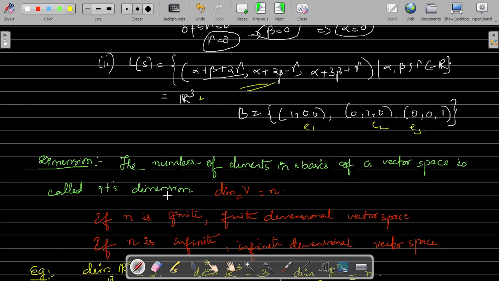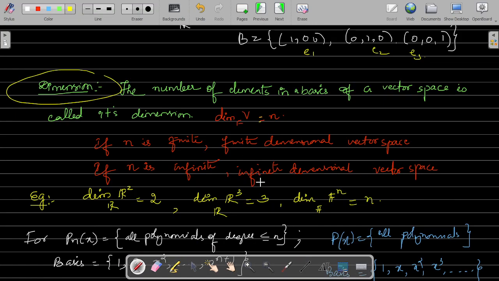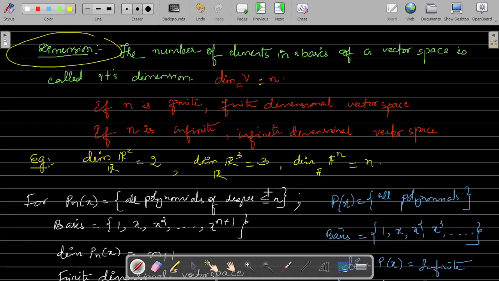So that gives you the idea of defining the dimension of a vector space. Let's see what is meant by the dimension of a vector space. The number of elements in a basis of a vector space is called its dimension, and it is denoted as dimension of that vector space V over F, and we denote it as n. If this n value is finite, we call that vector space a finite dimensional vector space. Otherwise, it is called an infinite dimensional vector space. Let's give an example for finite and infinite dimensional vector spaces.